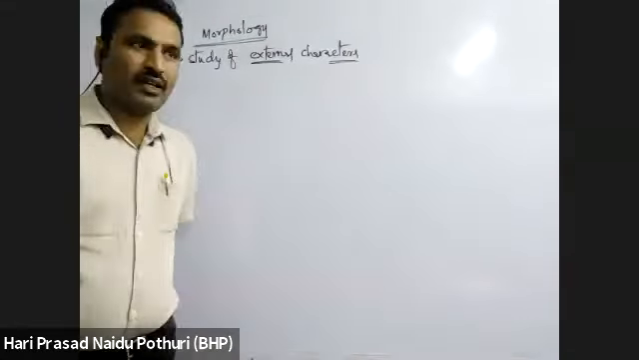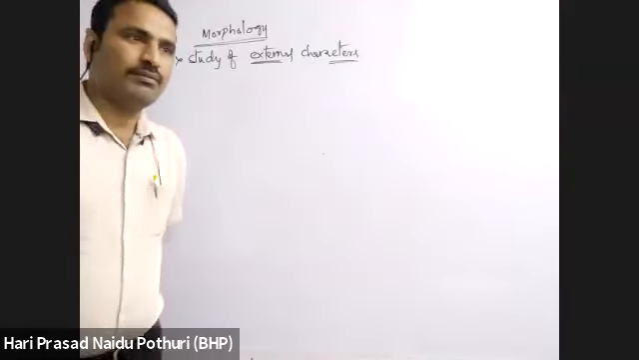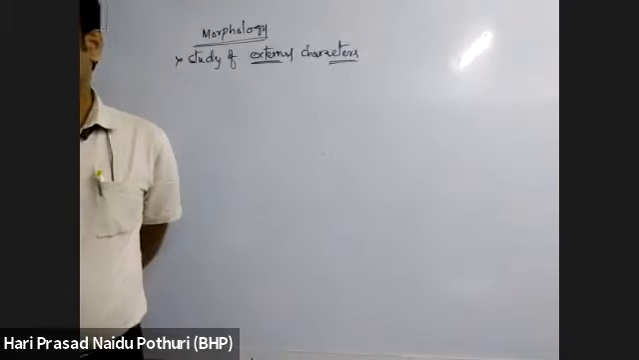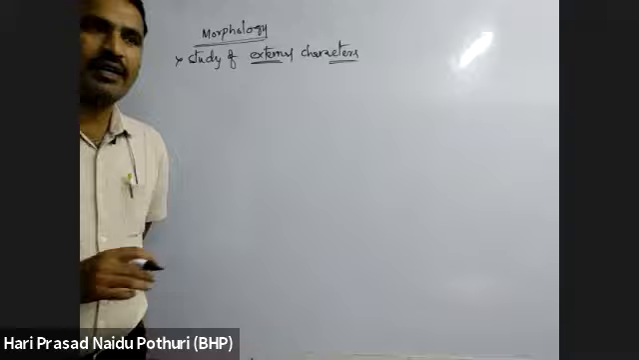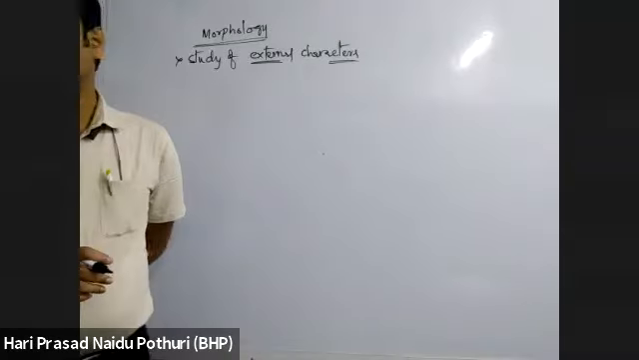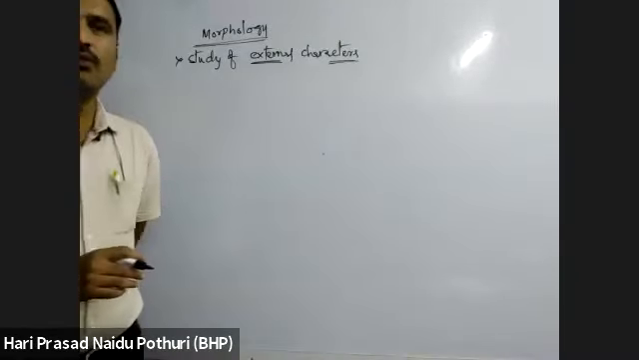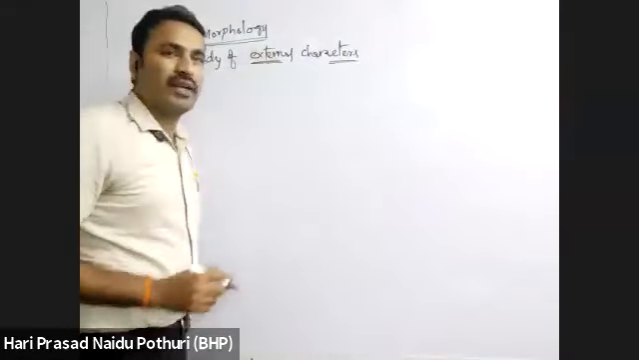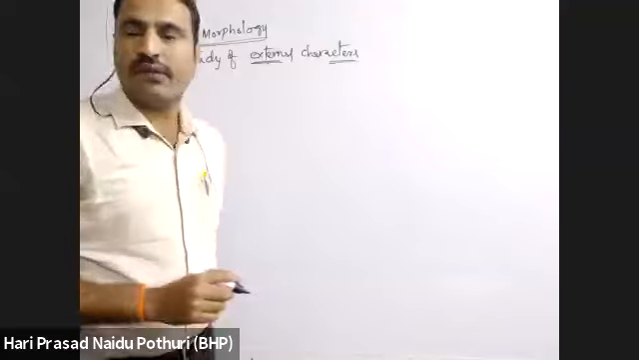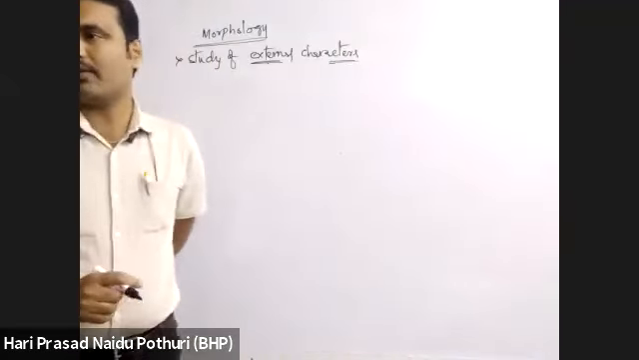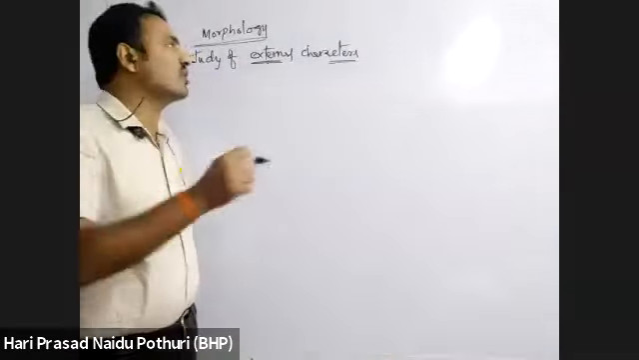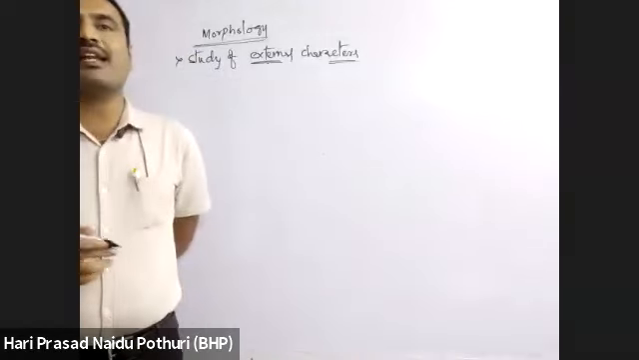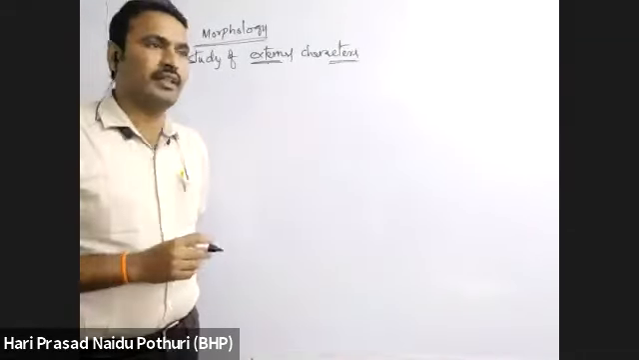What are flowering plants? In the plant kingdom, there are different classes again, like algae, bryophytes, pteridophytes, gymnosperms, and angiosperms. Angiosperms are said to be flowering plants, the true flowering plants. In angiosperms, what are the external characters present? That we are going to study in detail.